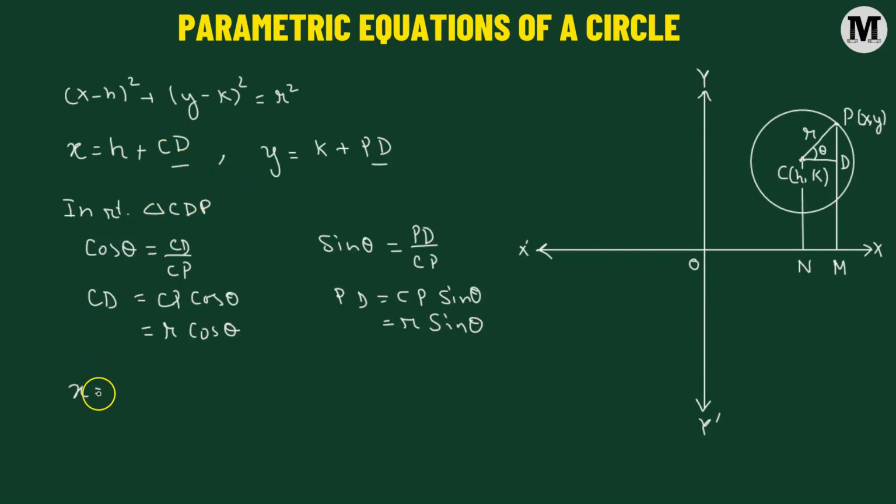Now we can replace the value of CD with r cosine theta. So this gives us the x coordinate of point P, that's going to be h plus r cosine theta. And the y coordinate is going to be y equals k plus r sine theta. That means we have parameterized the x and the y value. Parameterization means we represent the x coordinate and the y coordinate of any point that lies on the circle in terms of a parameter theta. Fine. So let's try to understand this with the help of a problem.